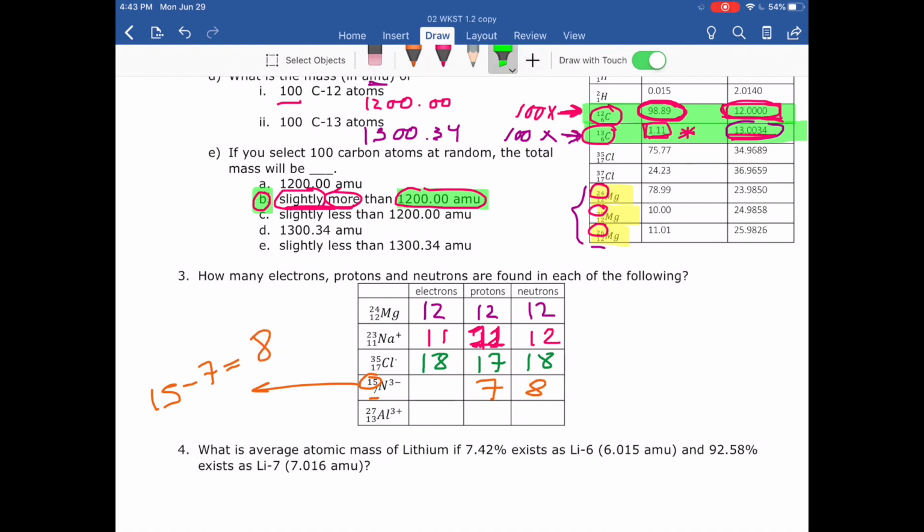And finally, because nitrogen has a 3 minus as the charge, that means that it has 3 more electrons than the neutral atom. If the neutral atom would have 7 electrons, this one is going to have 10 electrons. 3 extra negative charges. And finally, we're going to do the last one with aluminum here.